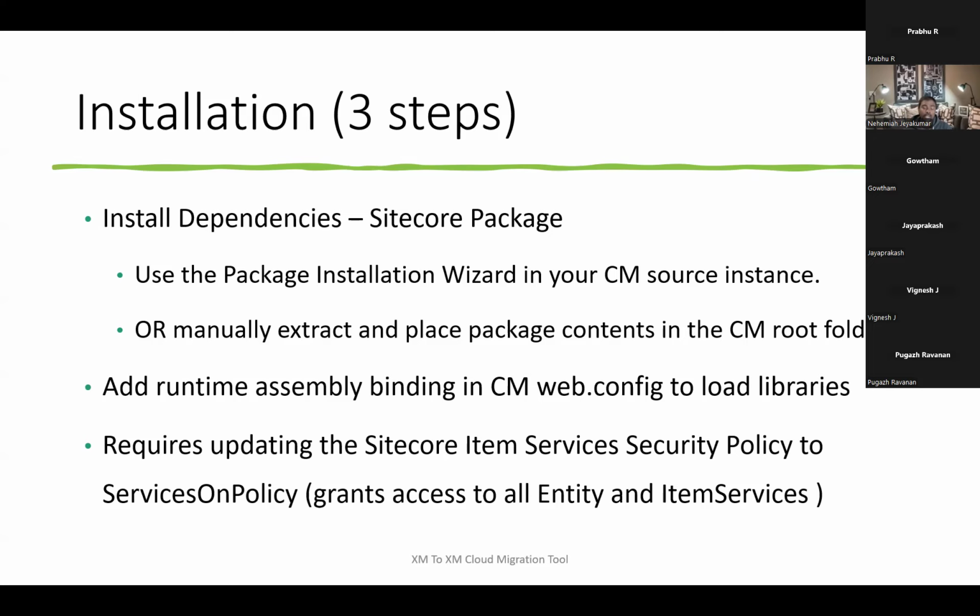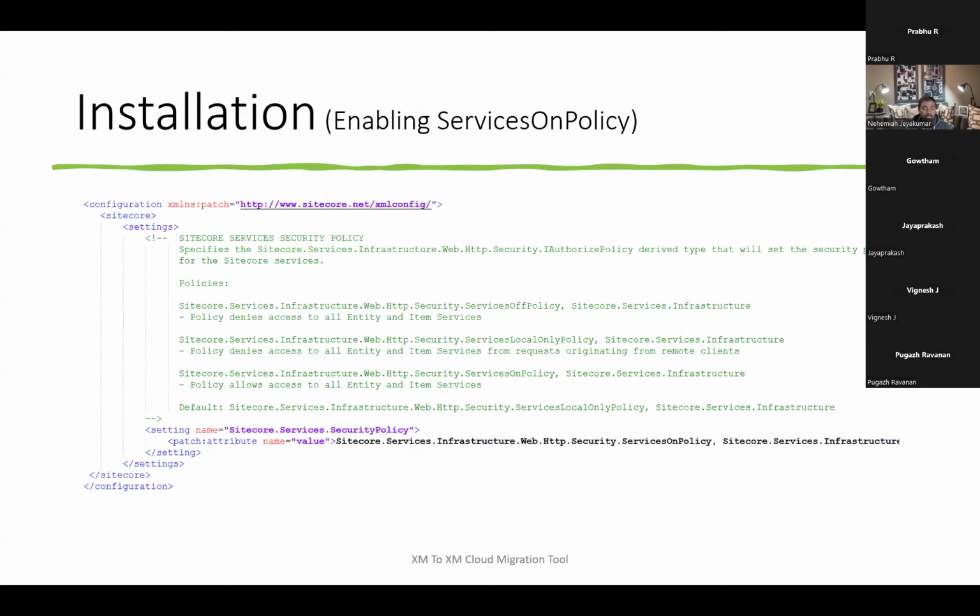We also need to update the Sitecore item services security policy to ServicesOnPolicy. The reason is that this custom handler needs access to all the entities and item services from the store, so that the tool can read the entire tree and help you migrate the content. If you want to patch it, this is the way you can enable it for the item services security policy.